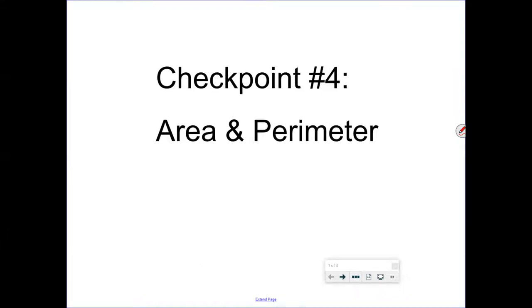I'm not sure when you're going to get this done. I'm posting it on Friday. You have until Monday at midnight to get this worksheet done and uploaded to this assignment. So please make sure you get it done at your earliest convenience.